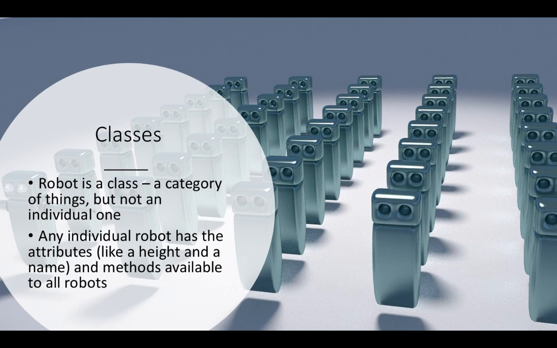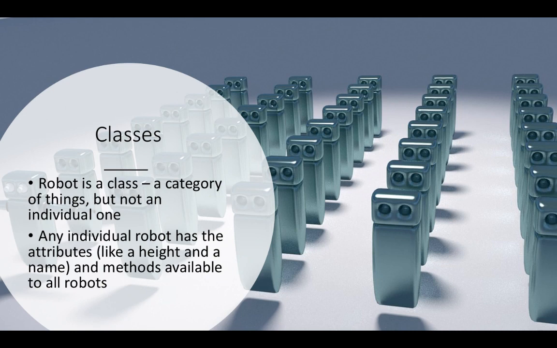So to put this into the language of object-oriented programming, we have classes. These are categories of things. So in this example, we're talking about a robot is a class. That's a category of things. So it's not an individual robot, but there is a category called robots. And robots have attributes like names and heights, and they have methods, things they can do like walk forward or wave.